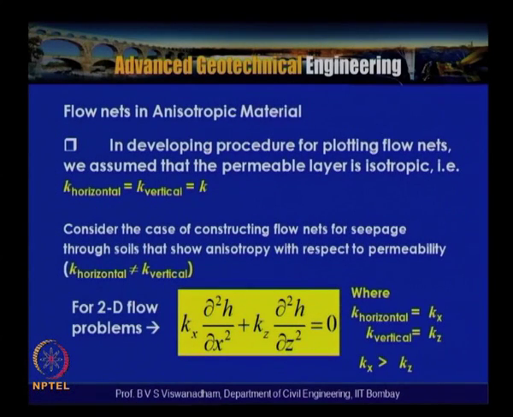So let us see how we can construct flow nets in anisotropic material, particularly having permeability K horizontal and K vertical different in the horizontal direction and the vertical direction.